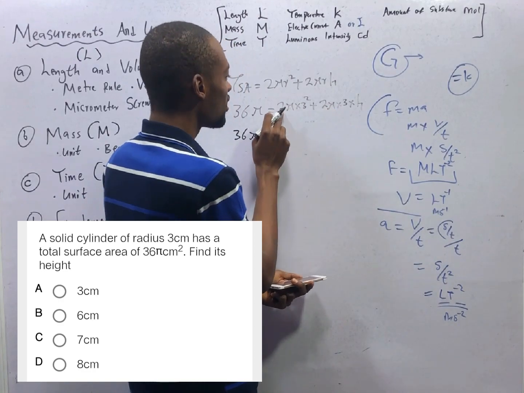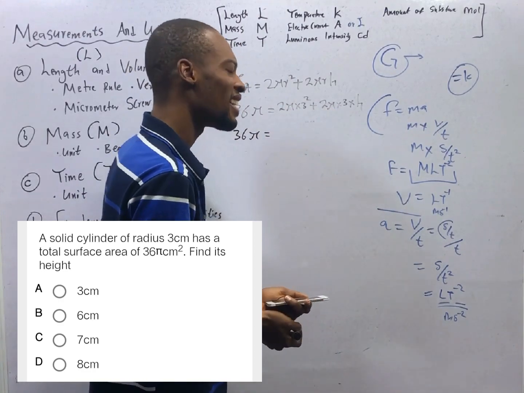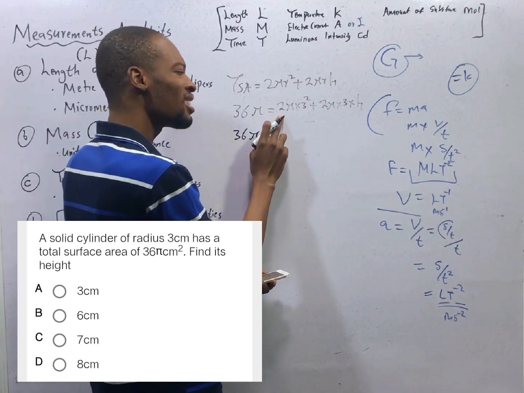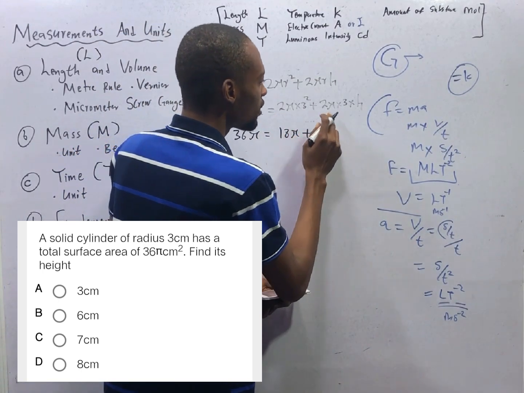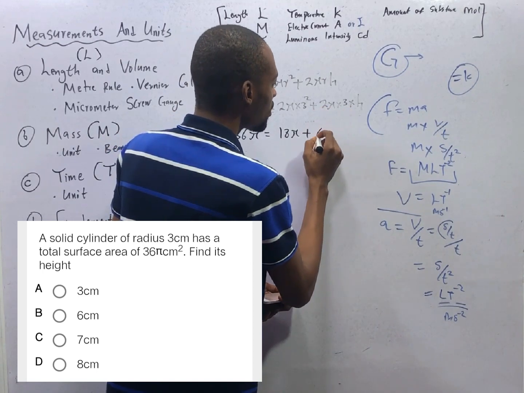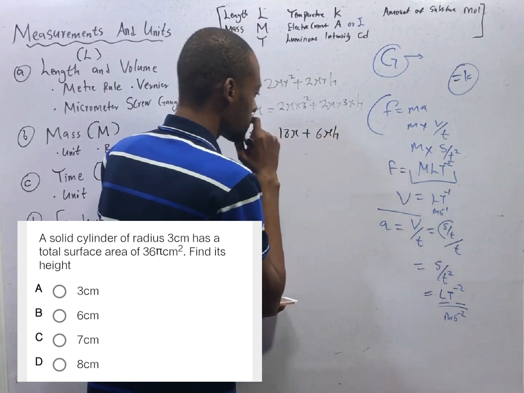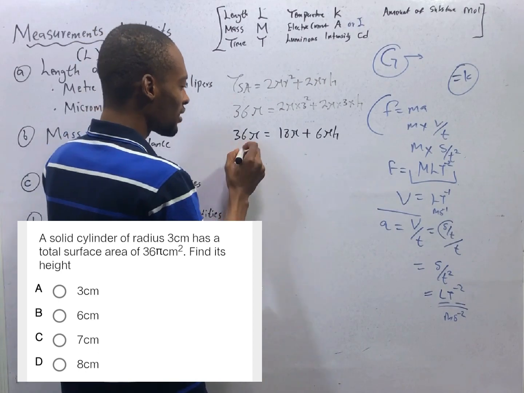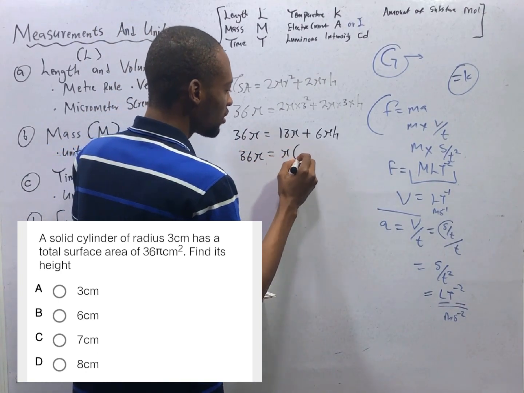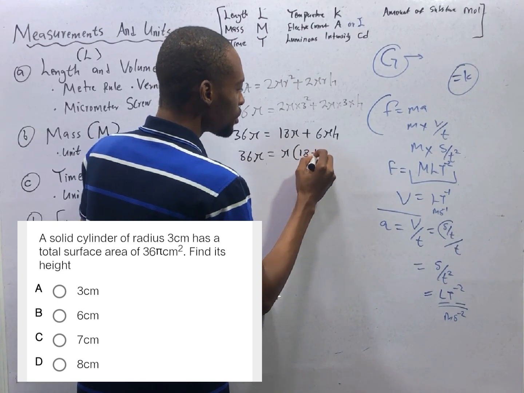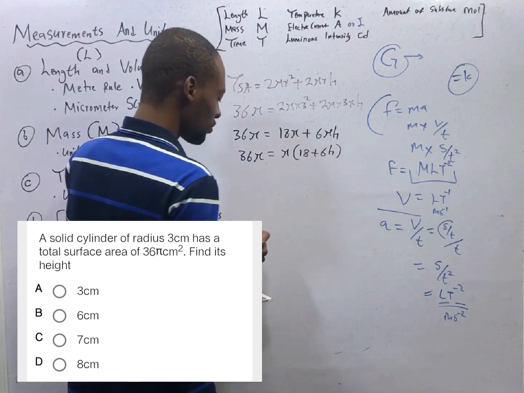From here, 3 squared, 3 times 3, is it 9? Yes. 9 times 2, is it 18? Yes. So this is 18 pi plus 3 times 2, 6, 6 pi h. We can bring out pi to have 36 pi is equal to pi times (18 plus 6h).